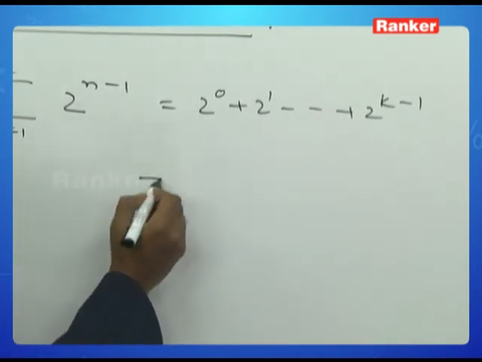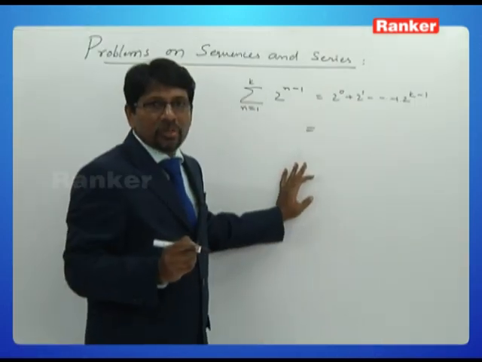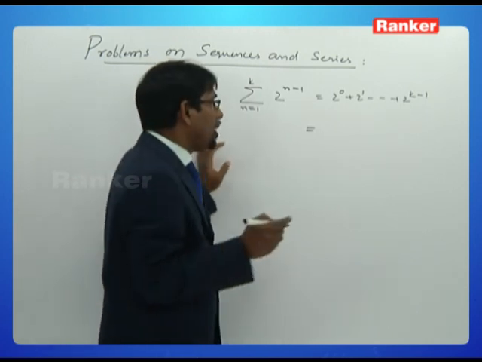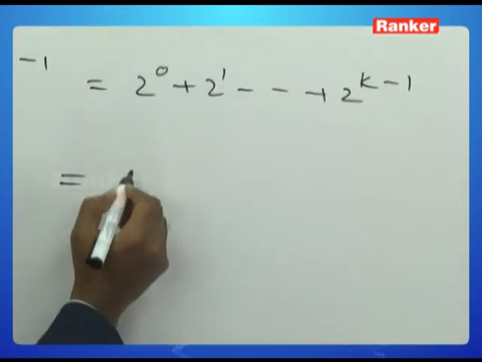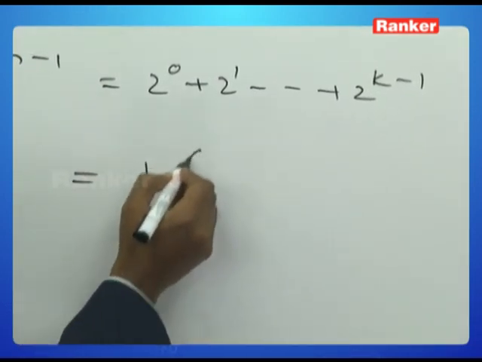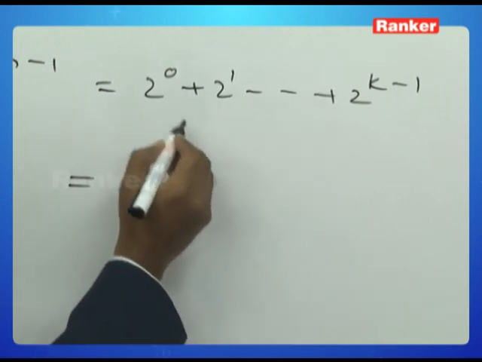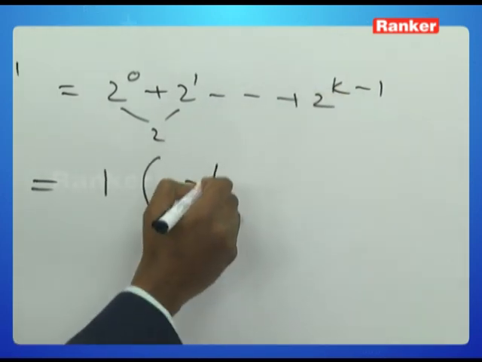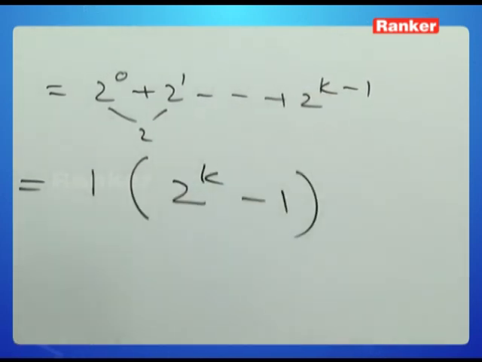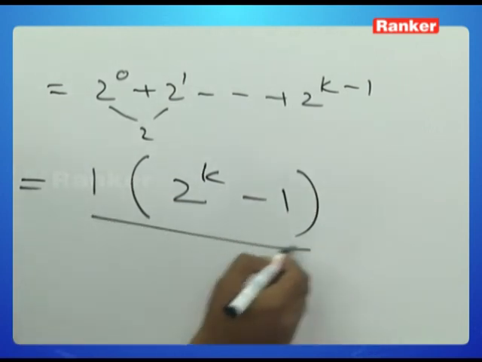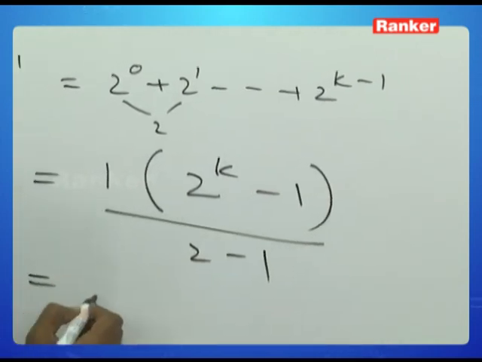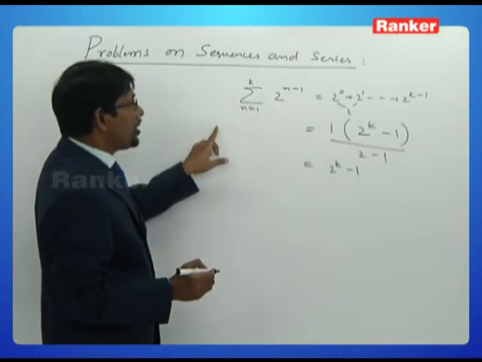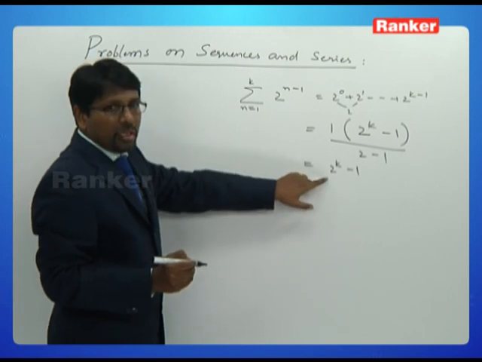Now what is the formula for the sum up to n terms of a GP? a into (1 minus r power n) by (1 minus r), or (r power n minus 1) by (r minus 1). So we will take this, a is the first term here, 1 into, what is the common ratio? Common ratio is 2. So 2 raised to the power of the number of terms, k. So (2 power k minus 1) by (2 minus 1). So that makes it 2 power k minus 1 there. So this inner summation is coming out to be 2 power k minus 1.